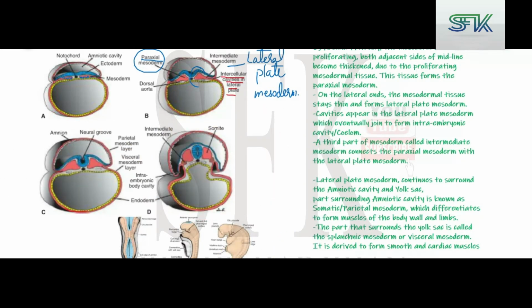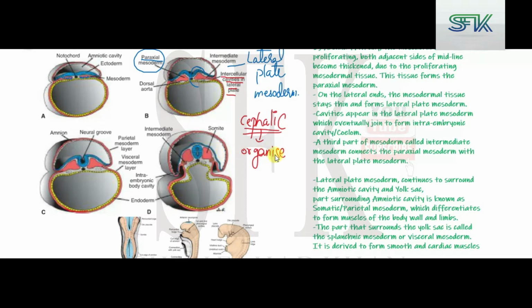Now, what happens next to this paraxial mesoderm? Well, the paraxial mesoderm at this cephalic region, or the head region of the embryo, actually divides itself into organized segments. It organizes itself.